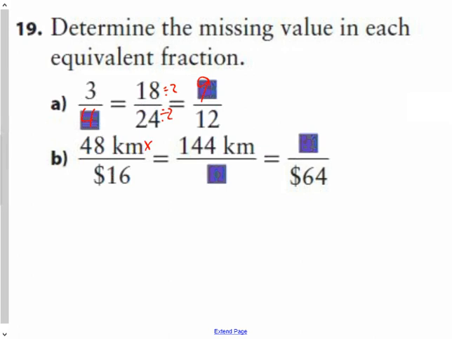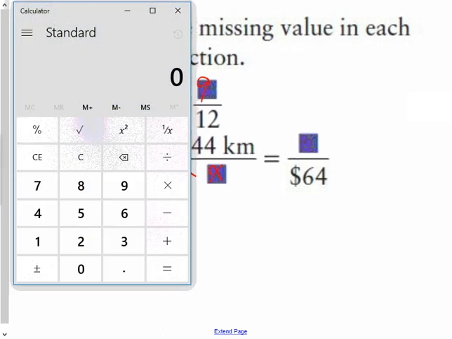So what did I multiply 48 by to get 144? I'm going to pretend I don't know because that's a tough one, right? I don't naturally see 48 times 3 as being 144, do you? I don't. So to solve this I'm going to use cross multiplication. And I'm going to put an x here. So 48x will equal 144 times 16, which is 2,304.